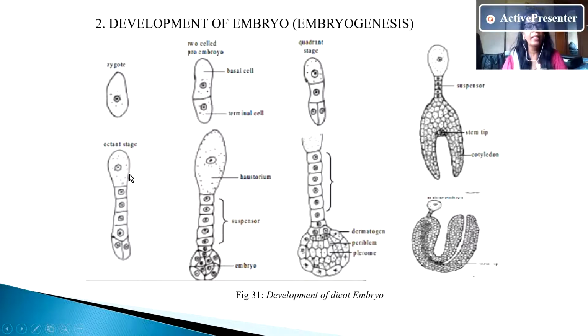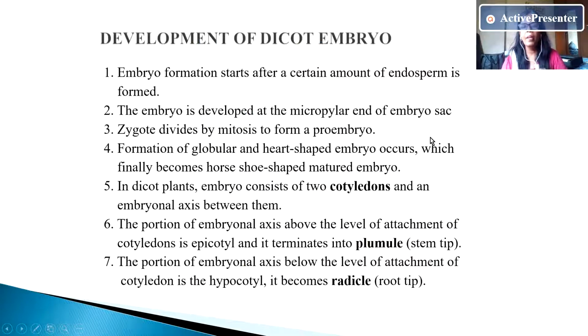And here this is the octant stage, and here the suspensor and embryo formation takes place. That is the peribulum, pleurum, these are the cell formations. And here the dicot embryo develops. Development of dicot embryo, the process, is stepwise.